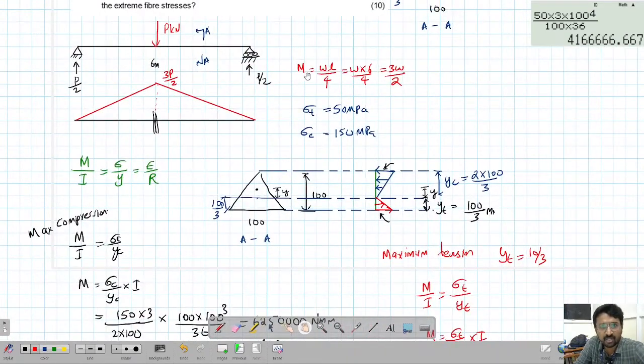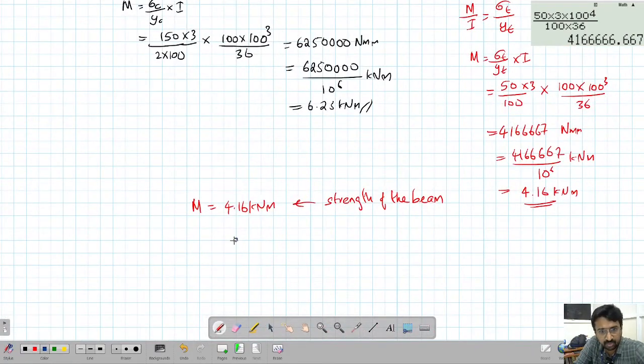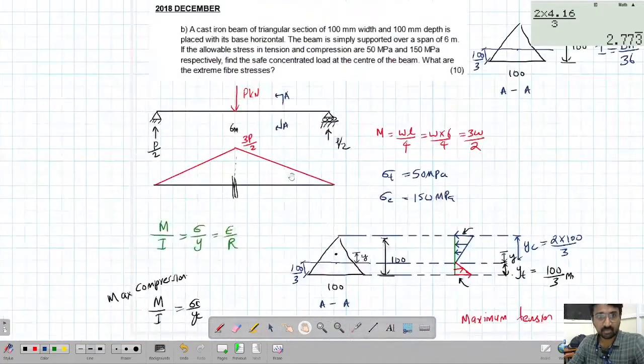Now our moment is 3W by 2, or 3P by 2. We'll use 3P by 2 equal to 4.16. So P equals 2 times 4.16 upon 3. That is nothing but 2.77 kilonewton. So this is the force at which the beam is going to fail. This is the maximum force it can take at the center.